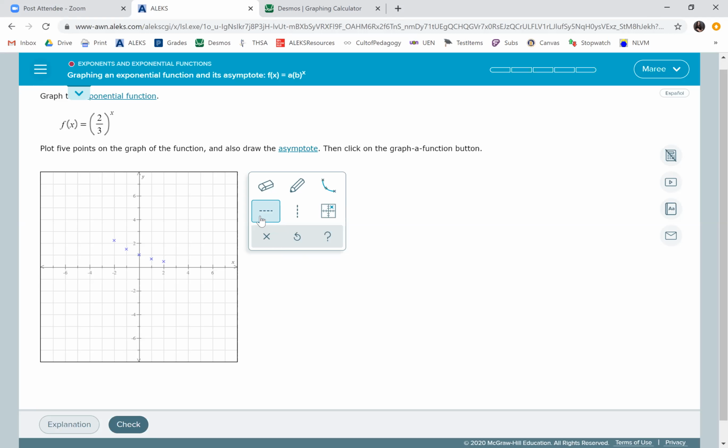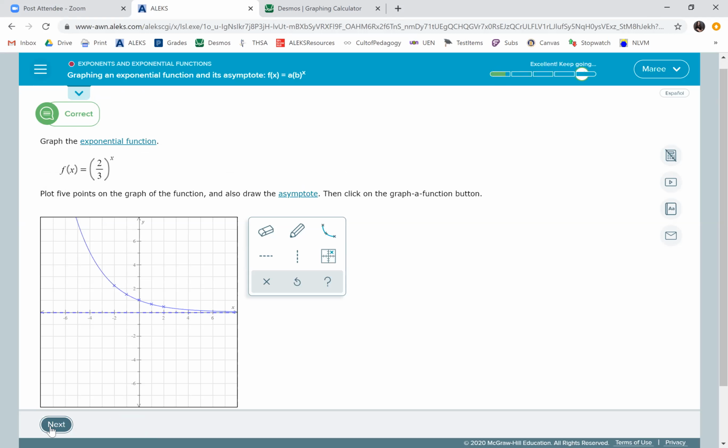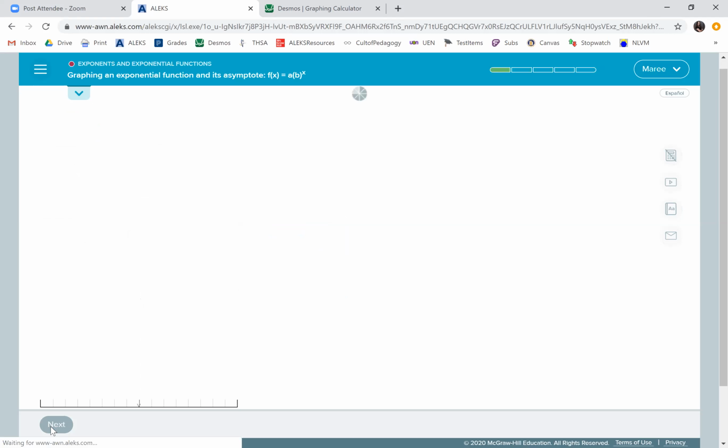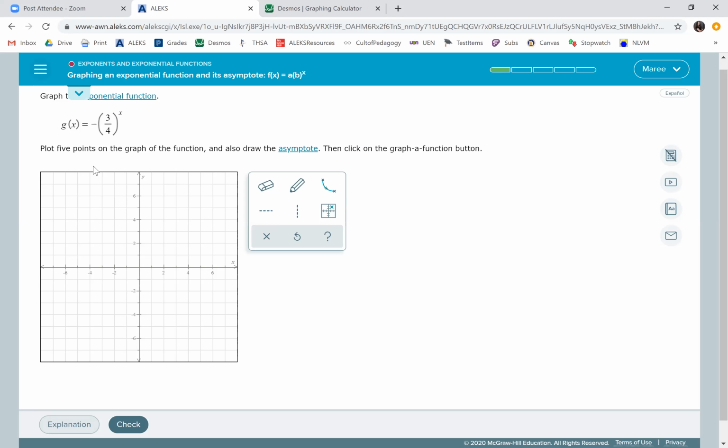Okay, so I know that y will never be 0 because you'll continually get a fraction raised to a power. So now I can do it. Okay, there we go. I don't think y is ever going to be 0 on these if x is in the exponent.